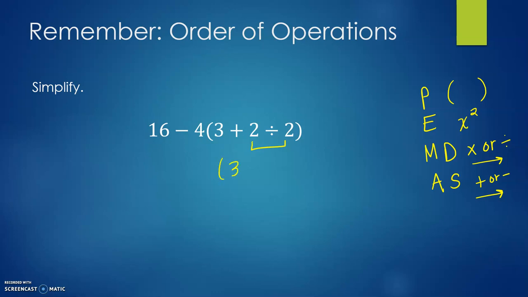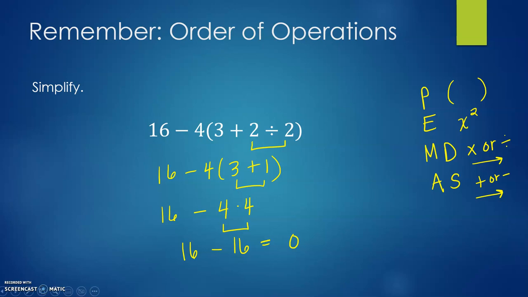So this becomes 3 plus 1. I'm going to rewrite everything else. Now to finish out the parentheses, I add. Remember that when a number is right next to parentheses, that means to multiply. So I'm going to change that to a multiplication sign. Now subtraction or multiplication comes first, and just rewriting everything else. And my final answer is going to be 0 because 16 minus 16 is 0.